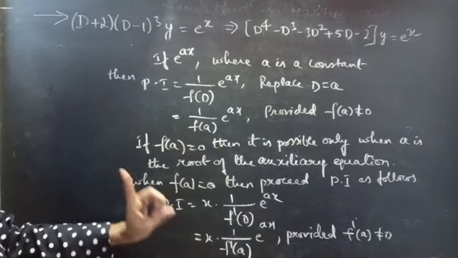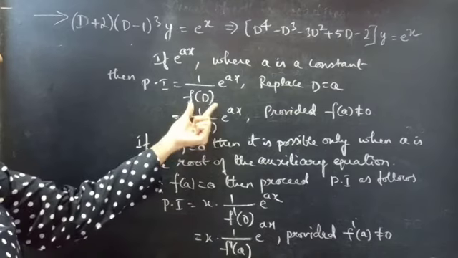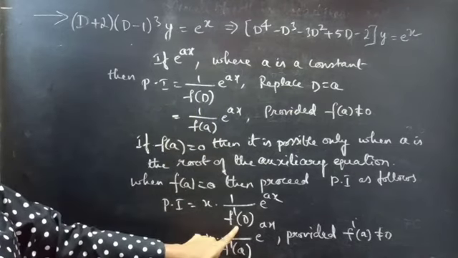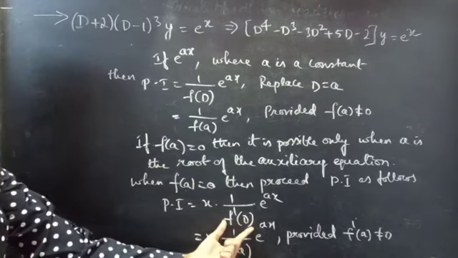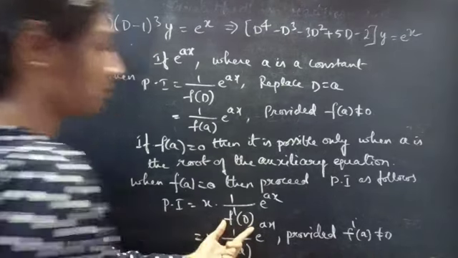x into, find the derivative of f of D. You'll get 1 by f dash of D into e power ax. Again, you'll find f dash of a.